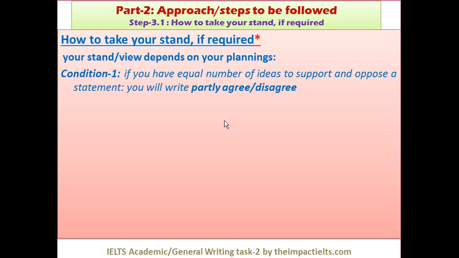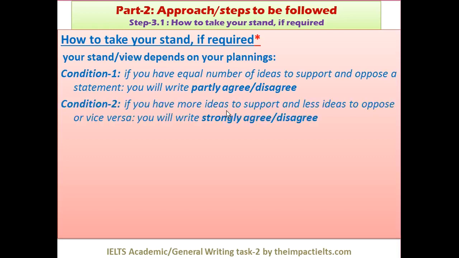Now, how will you come to know about your condition 1? You will come to know about your condition 1 based on your ideas which you have planned or which come to your mind at the time of planning, right? So what I mean to say, if you have got an equal number of ideas for aspect 1 and the same number of ideas for aspect 2, your stand will be partly agree or disagree.